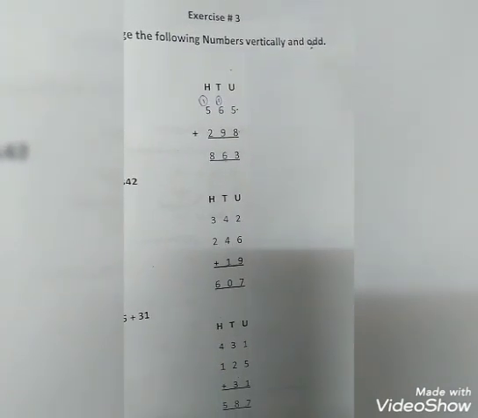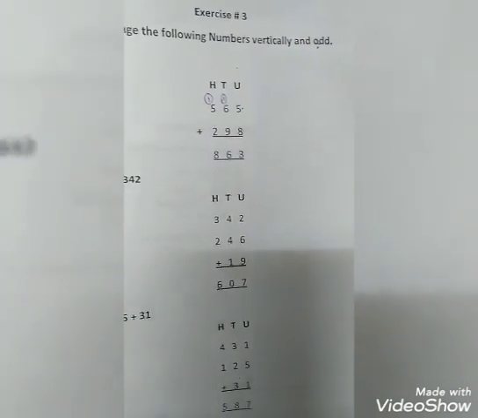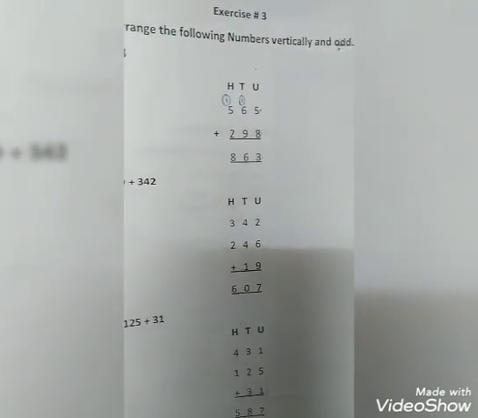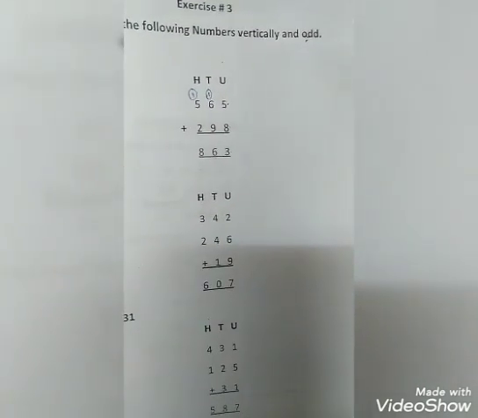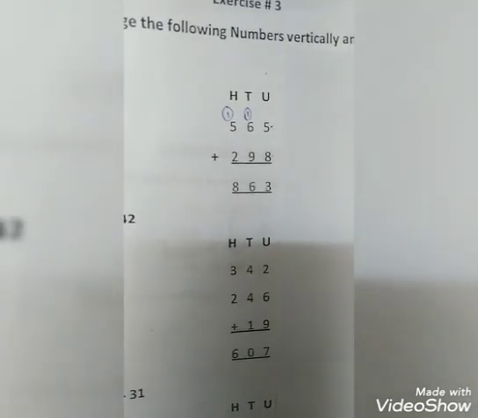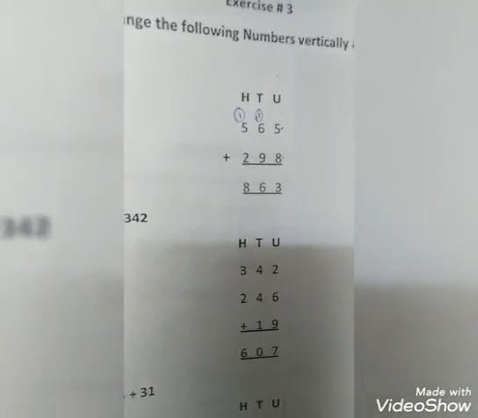Open your page number 36 from volume 1 part 1 exercise 3. And the question is: arrange the following numbers vertically and add. Vertically means straight up and down.